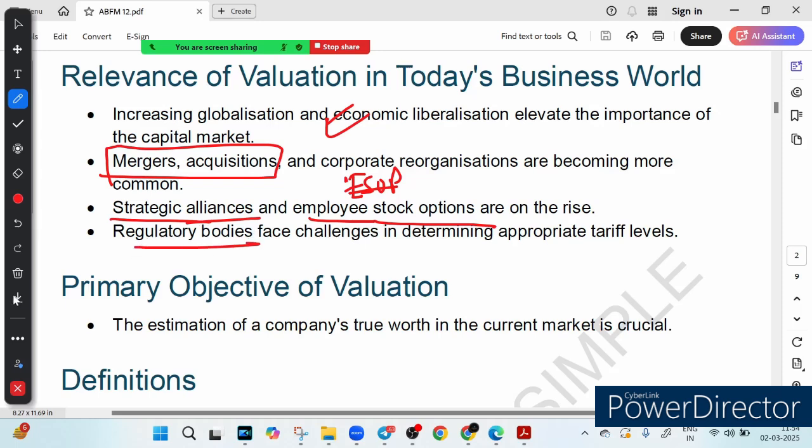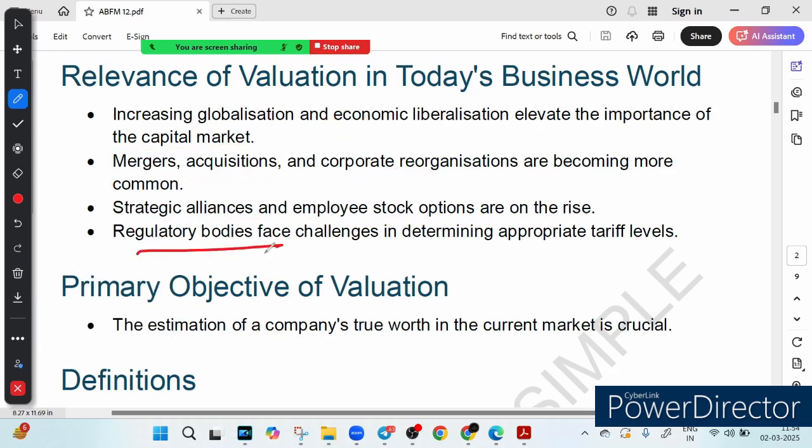Then regulatory challenges, right? Regulatory challenge means government and financial regulators also struggle with pricing, things like utility tariffs and taxation policy. So valuation helps them set fair prices. So at its core, valuation is all about knowing the true worth of a company, right?